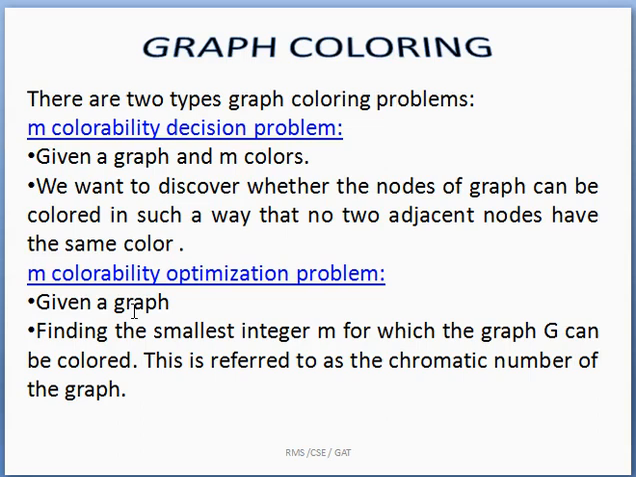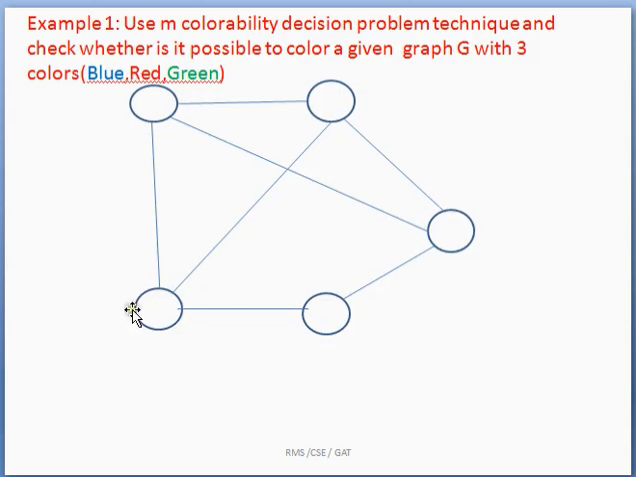Now based on these graph coloring problem types, we will solve some problems. The first problem is based on our first problem type. Here they have given a graph which contains 5 vertices and some edges, and 3 colors are given. We need to color these vertices of the graph using only these 3 colors. Let's see whether it is possible to color or not. I will start with the first vertex. Let's color this vertex with blue color.